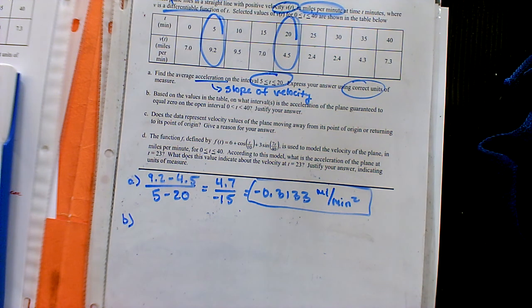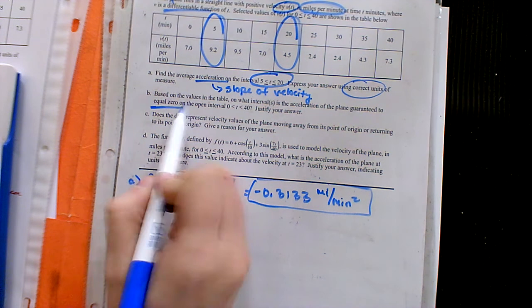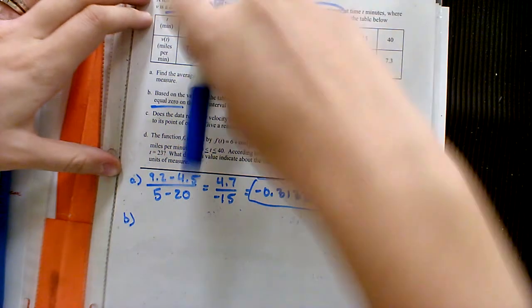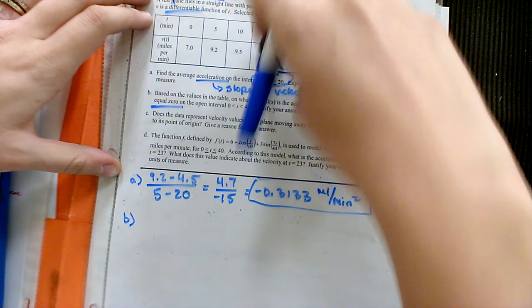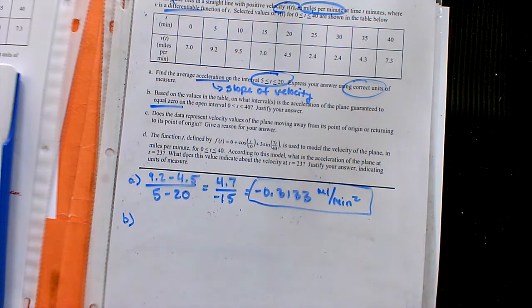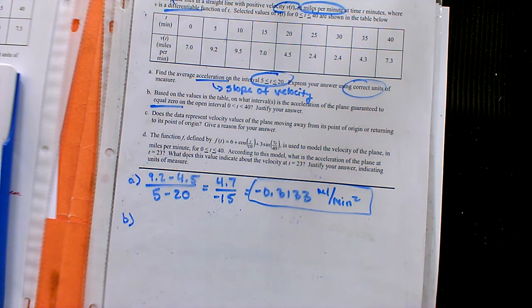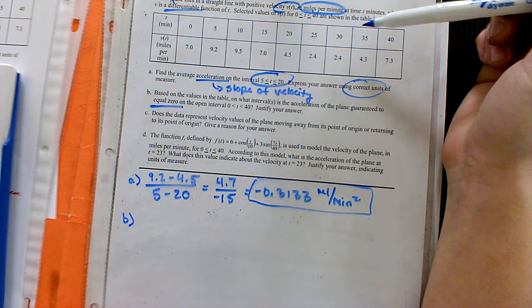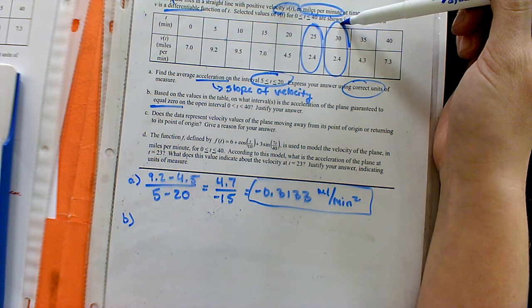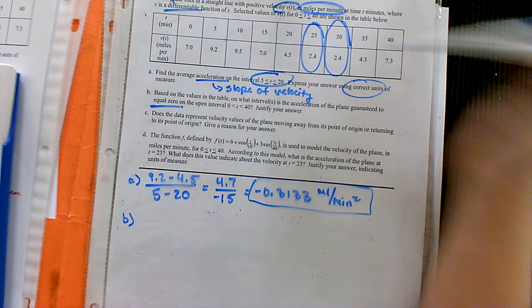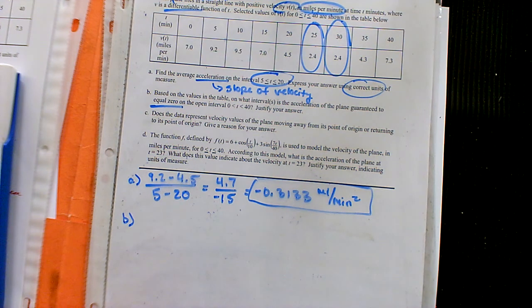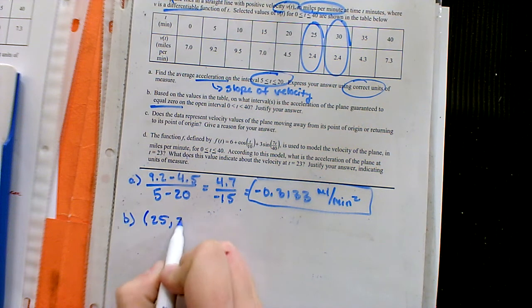All right, based on the values in the table, on which intervals is the acceleration of the plane guaranteed to be 0? So are there some points in time, some intervals, where the acceleration is 0? Where the slope of velocity is 0? 25 to 30. Yes. What's special about those? Flat, same y values. Flat line somewhere, right? Rolle's theorem, endpoints are the same, slope is 0. So we'll do 25 to 30.